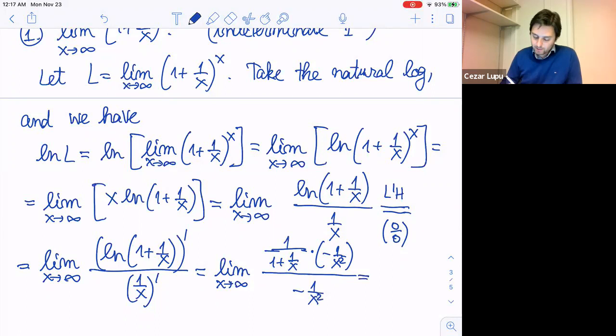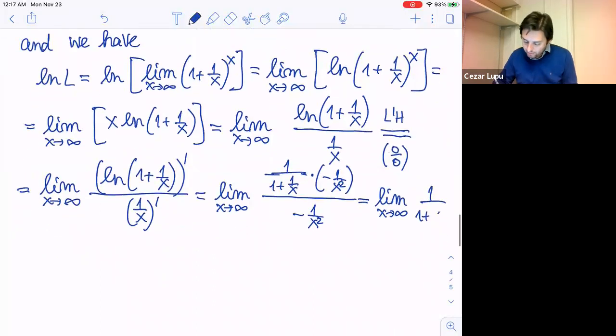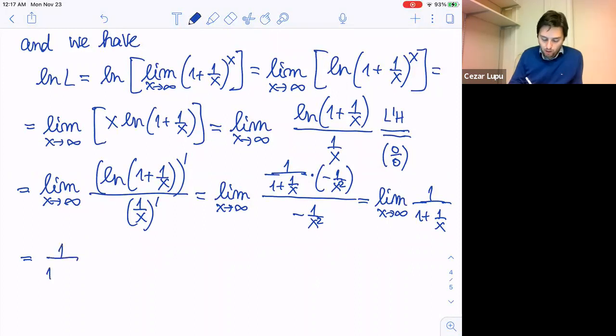So let's be careful here. Well, there are no mistakes, okay? If we do some algebra, this would be the limit as x approaches infinity of 1 over 1 plus 1 over x. All right, so this is 1 over 1 plus 0, which is 1. That's great. So it follows that ln of L is 1.